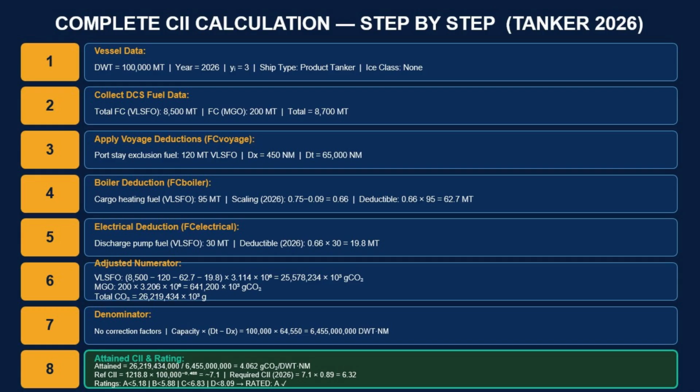After applying carbon conversion factors, total carbon dioxide emissions become 26,219,434,000 grams. The denominator is 6,455,000,000 deadweight nautical miles. Therefore, attained CII equals 4.062 grams per deadweight nautical mile. Required CII equals approximately 6.32. Since 4.062 is below the A boundary, the vessel receives an A rating.